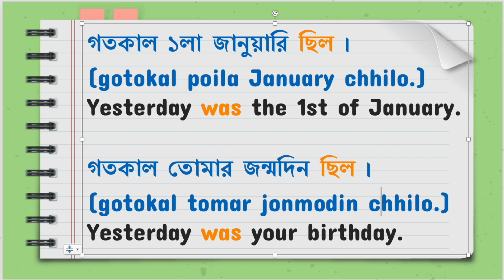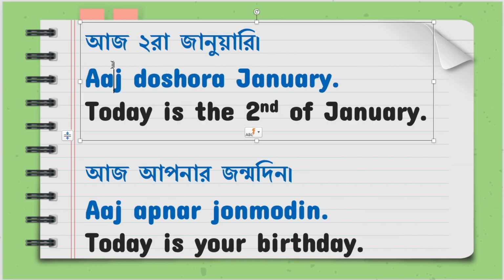Let's move on. We have learned how to say Poila January, that is the 1st of January. Now we will learn how to say 2nd of January. So yesterday was the 1st of January. Let's talk about today. Aaj Doshora January. Today is the 2nd of January. We need to remember we will write dui, that is the Bangla 2, and if it's followed by ra, that means we need to read it as Doshora January. Today is the 2nd of January.